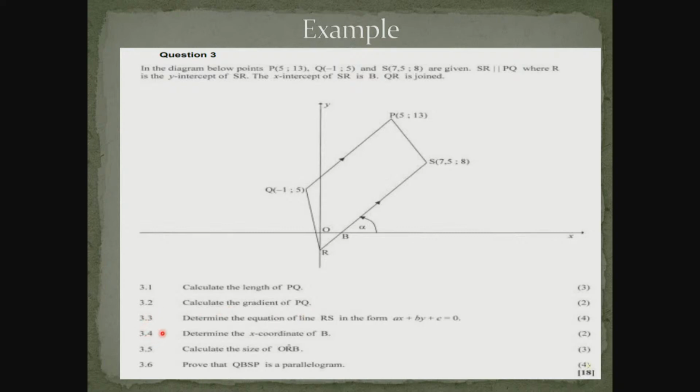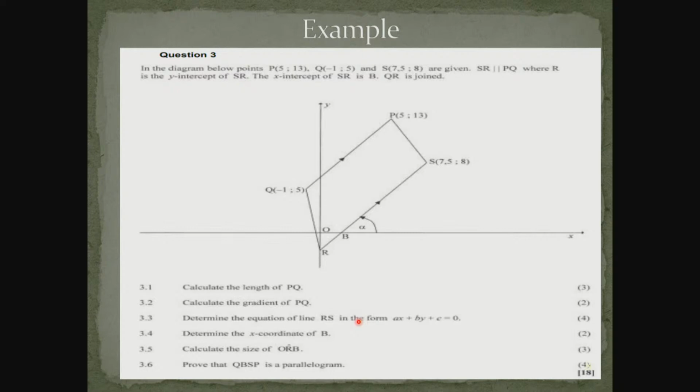Okay, right. 3.3. Determine the equation of the line RS in the form ax plus by plus c is equal to 0. This is not a new equation. This is not a new equation at all. It's the very same one, but what happened? Everything has been moved to one side. Please, grade 12.